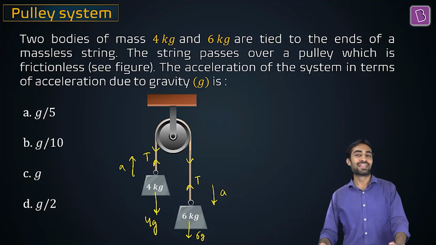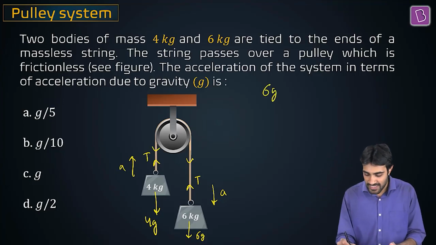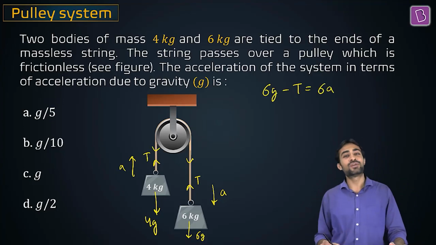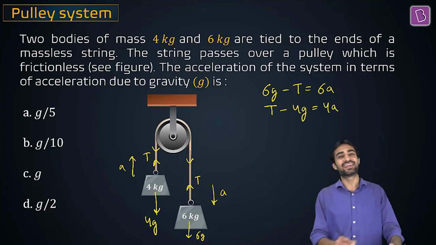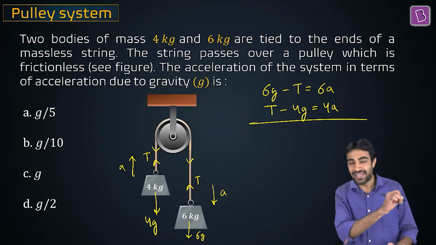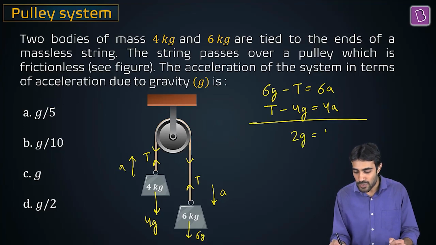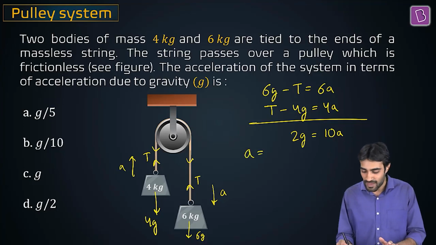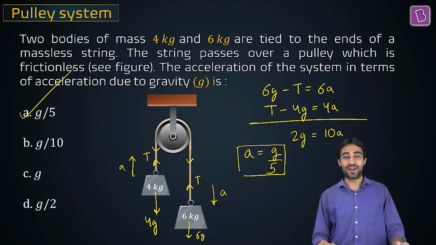Now, let's quickly write the equations. For the 6 kg block, we have 6g minus T equals 6a. And for the 4 kg block, we have T minus 4g equals 4a. Now, let's quickly add these equations. When we add them, we get 2g equals 10a. This means the acceleration comes out to be g by 5. We can mark option A as the right answer for our question.